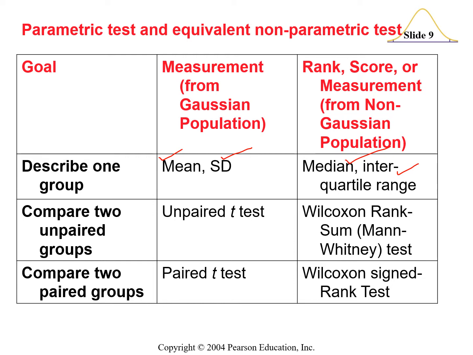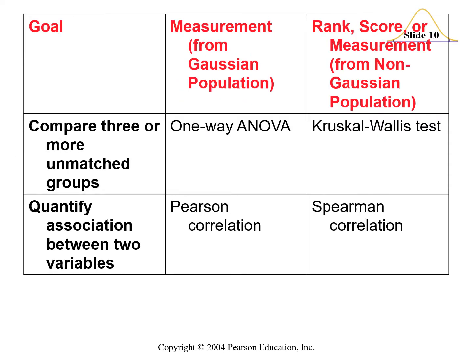For comparing two unpaired groups, two independent samples, we use the t-test for independent samples, and we are going to see the Wilcoxon rank sum test, which is for two independent samples in non-parametric analysis. In comparing two paired samples, again we use the t-test, and we are going to see the Wilcoxon signed rank test, which is the non-parametric test corresponding to the t-test for two paired samples.